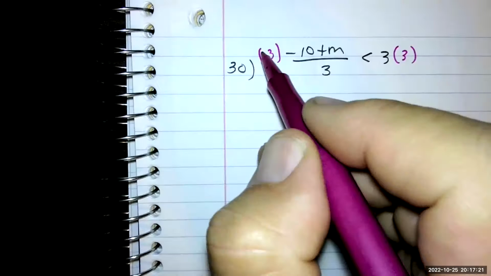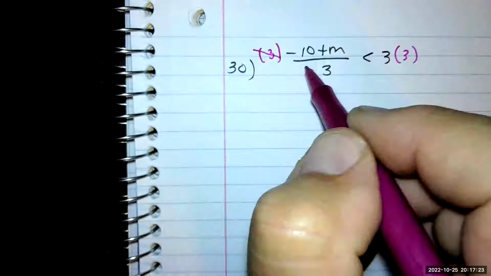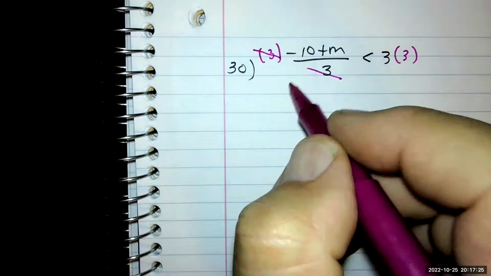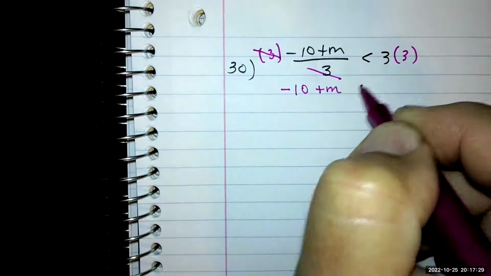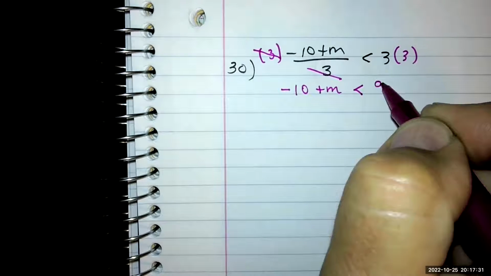This 3 is on top and this 3 is on the bottom, so they kind of become 1. And so the only thing we have left is -10 plus m is less than or equal to, and 3 times 3 is 9.